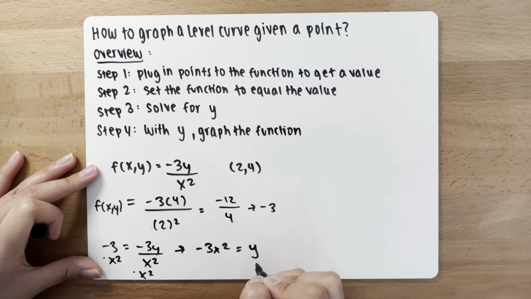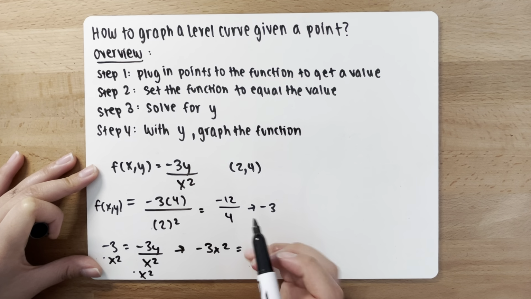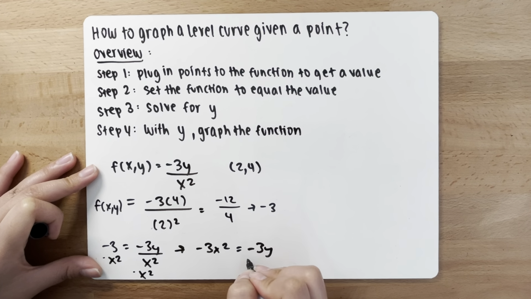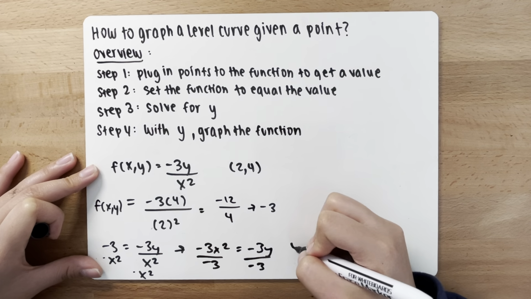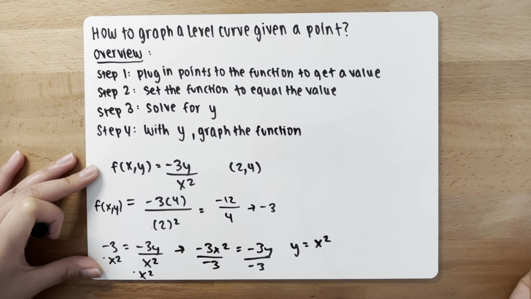negative 3y. Now you're going to isolate y by dividing negative 3 on both sides. You have y equals x squared.